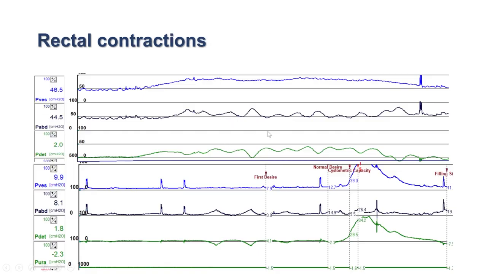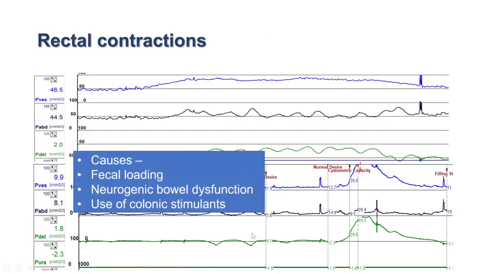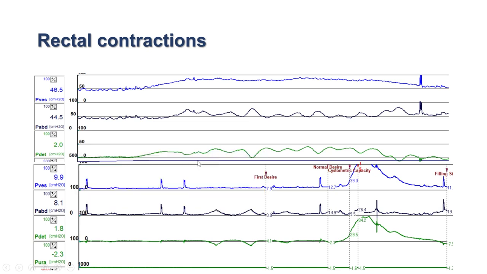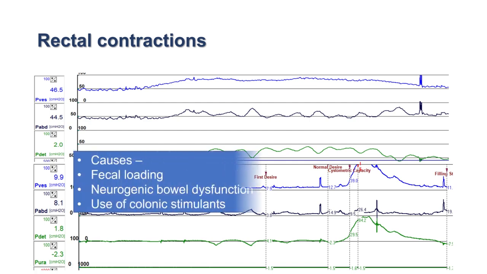Rectal contractions can happen because of many reasons like fecal loading, neurogenic bowel dysfunction, use of colonic stimulants, and they can sometimes complicate the interpretation. So we have to be mindful and check the movement of the P vesicle graph and make our interpretation semi-manually.